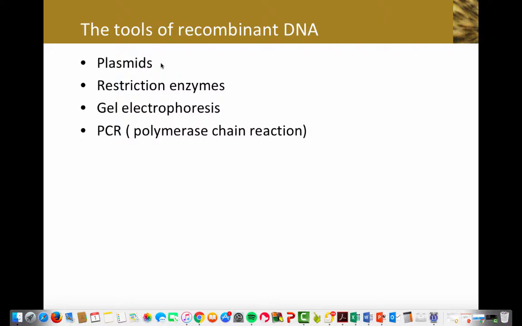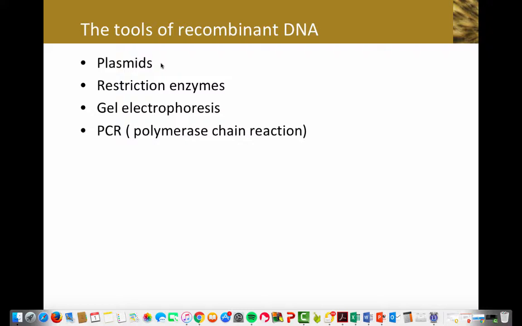Restriction enzymes break DNA into smaller sequences. Gel electrophoresis, which we used in lab, is a separation technique. And PCR, which is called polymerase chain reaction. You should notice this word right here: polymerase chain reaction basically takes a little amount of DNA and makes lots of it.